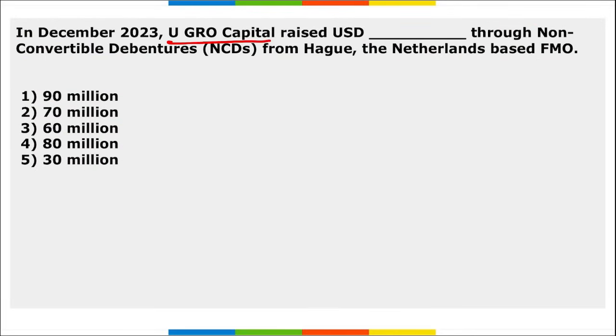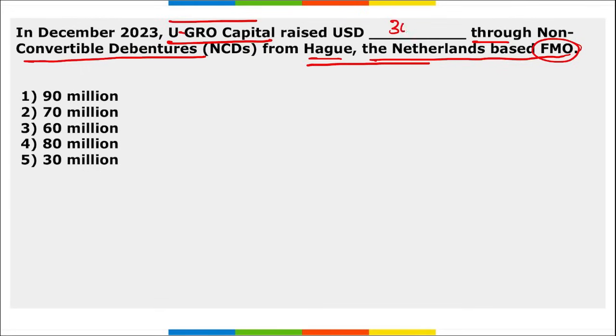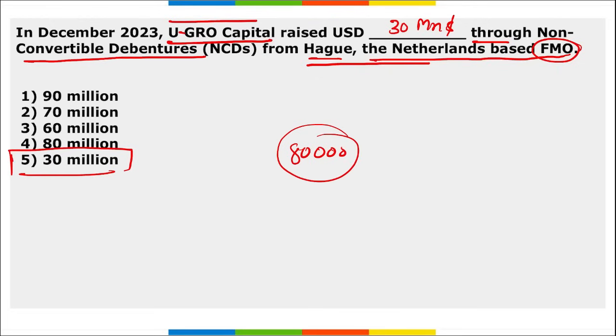Next, Ugro Capital has raised dash through non-convertible debentures from Hodge, Netherlands, based on FMO. Right, this Hodge is in Netherlands. Question asked is how much amount was raised through non-convertible debenture by Ugro Capital. So it has raised $30 million through non-convertible debentures. Right? And remember, Ugro Capital has offered credit to more than 80,000 small businesses over the last 5 years.